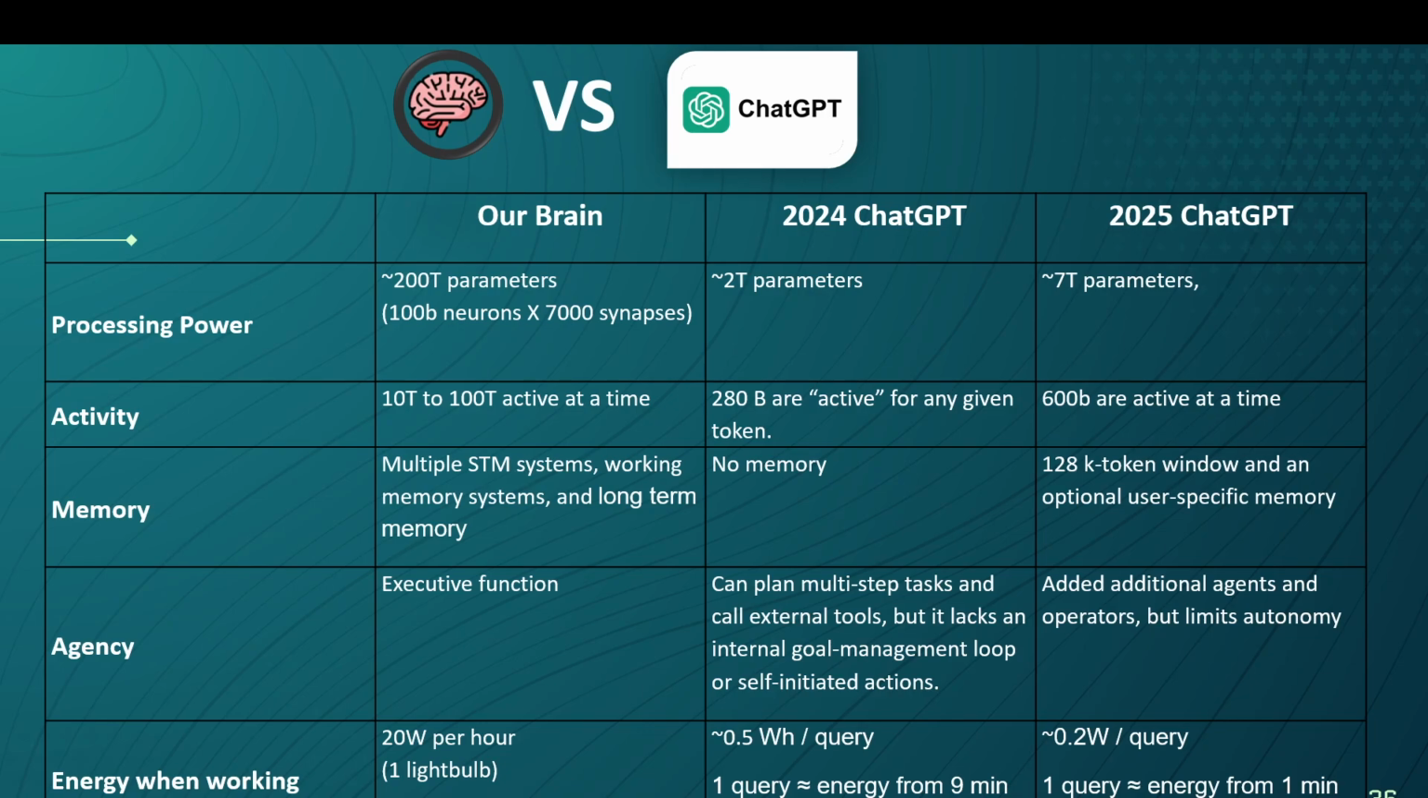Originally, ChatGPT did not have very many of those connections active at any given time when it was doing a specific input computation, a specific inference. So it only had about 280 billion of those 2 trillion parameters that it was really using at a time. Your brain is much better.